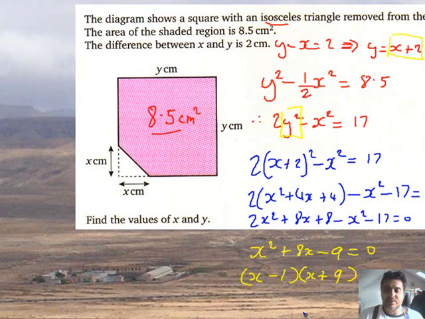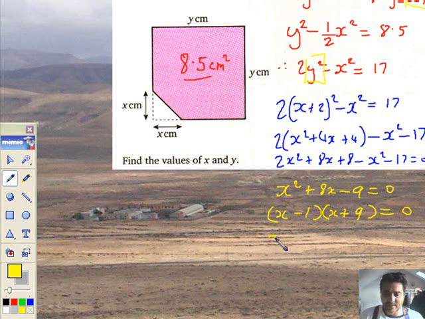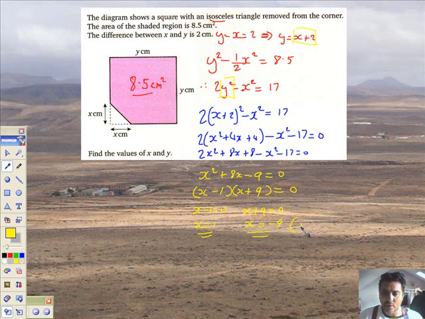So I've got 2 solutions here. I've got x minus 1 equals 0, and therefore x equals 1, and I've got x plus 9 equals 0. I hope you can see this is not going to work, because you can't have a negative length. So in the bracket, I'll write the word ignore. So I'm ignoring this. I'm telling the examiner I'm ignoring it. So I've got x equals 1.